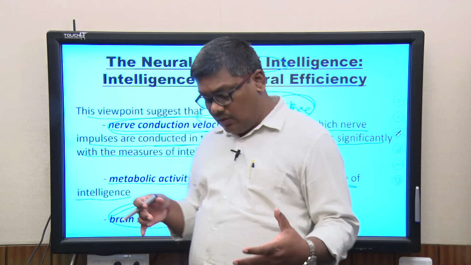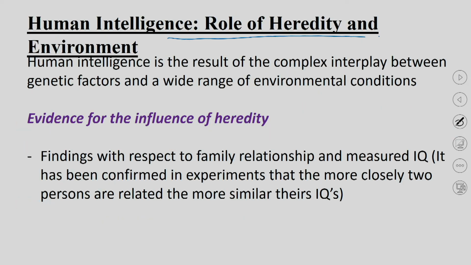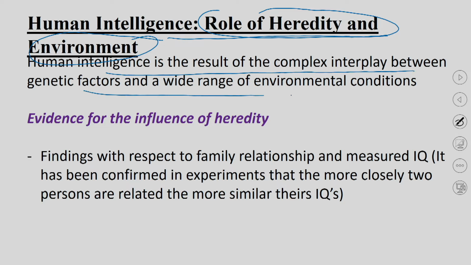So, different brain structures can also lead to the idea that people are intelligent. Now, human intelligence: the role of heredity and environment. It has also been talked about that intelligence is related to heredity. Human intelligence is the result of a complex interplay between genetic factors and a wide range of environmental conditions. There are certain evidences which have been given.